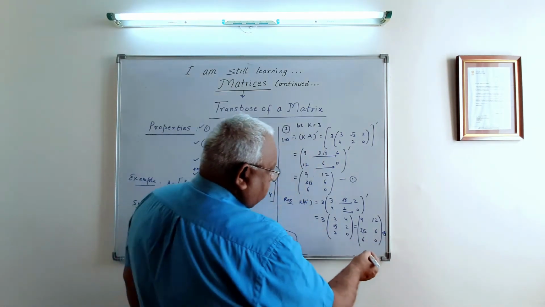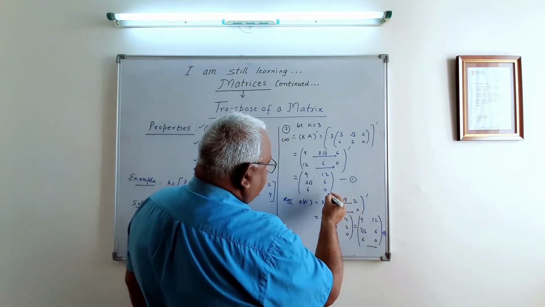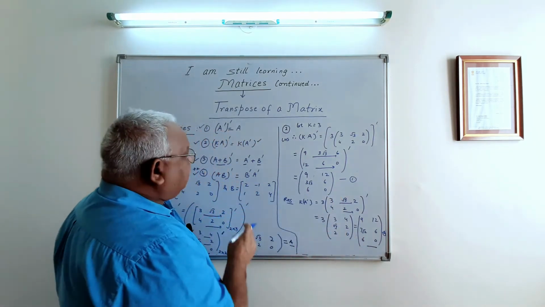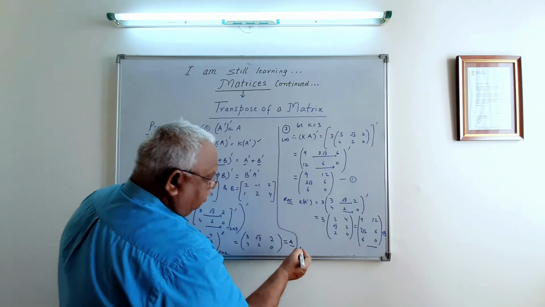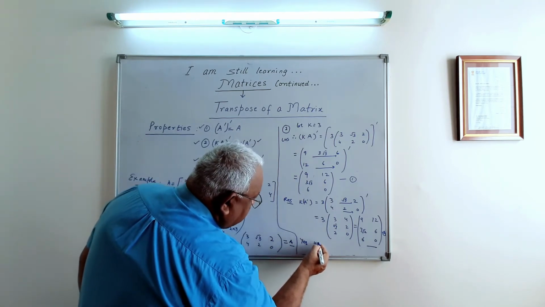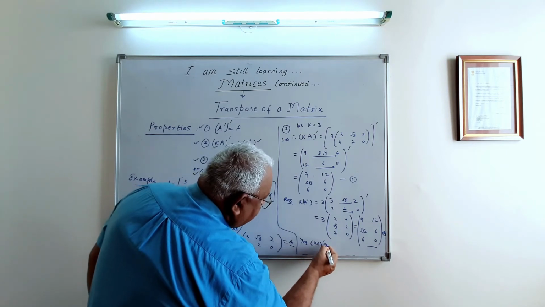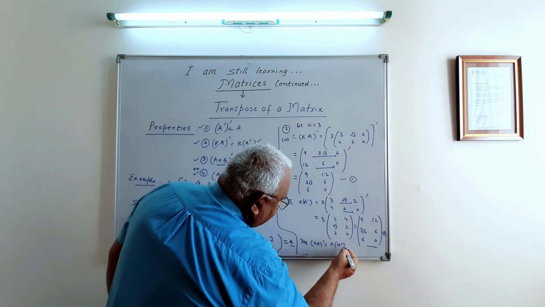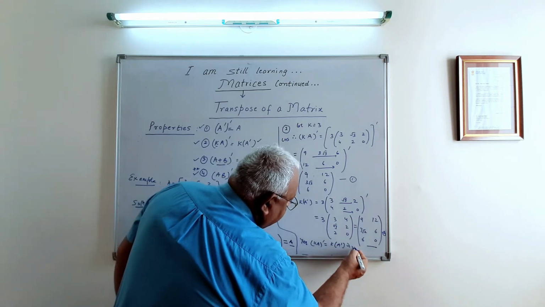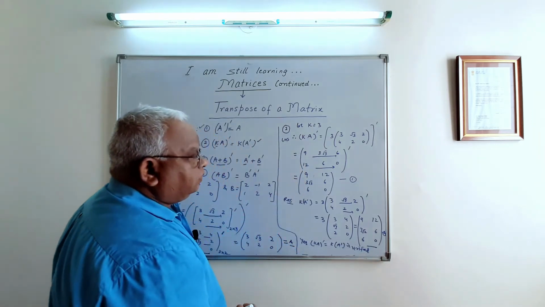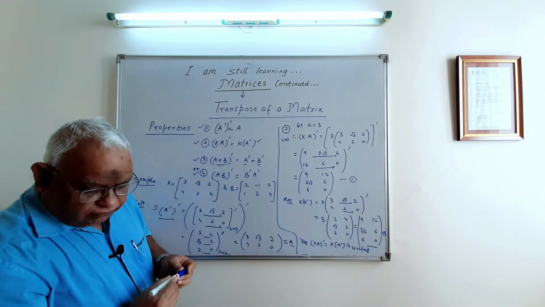So what do you find? This is 2 and this is 1. Would you find that this is verified? Yes. (KA) transpose is equal to K times A transpose is verified. So the second property is also verified.